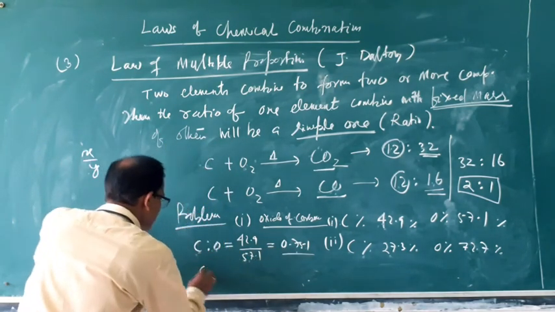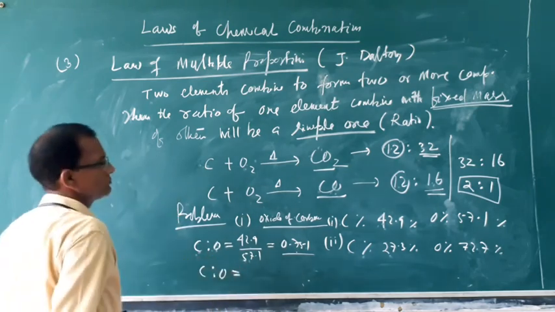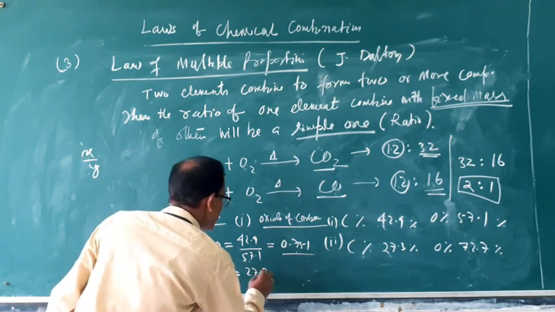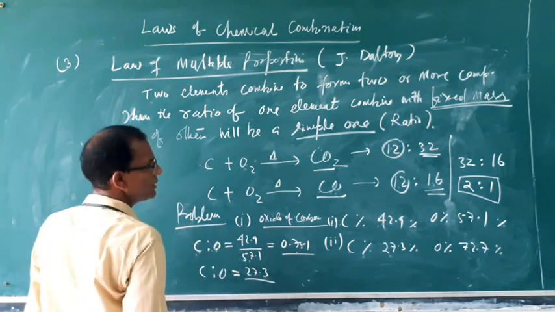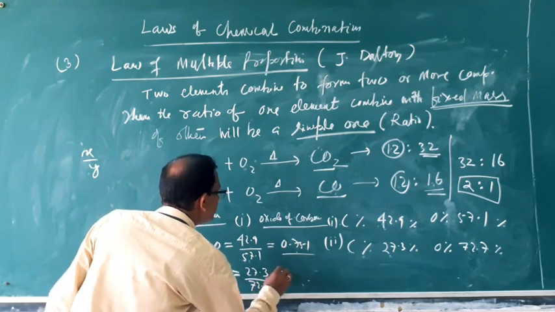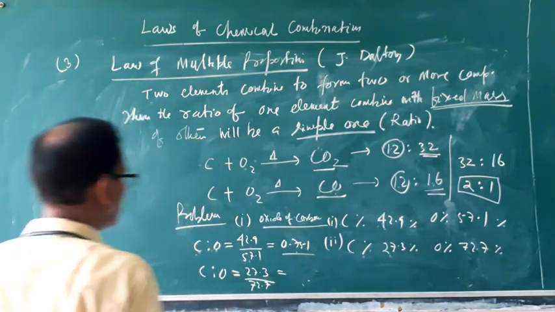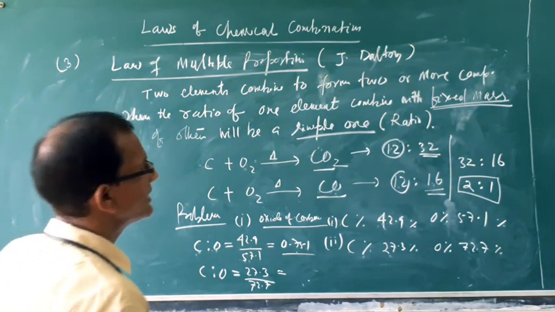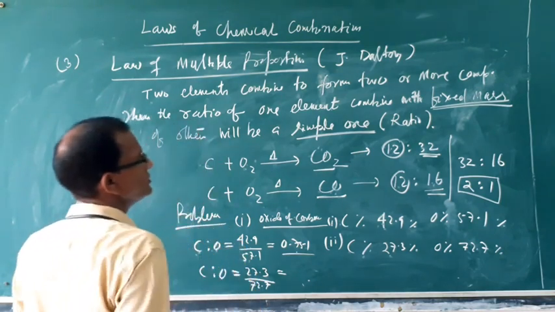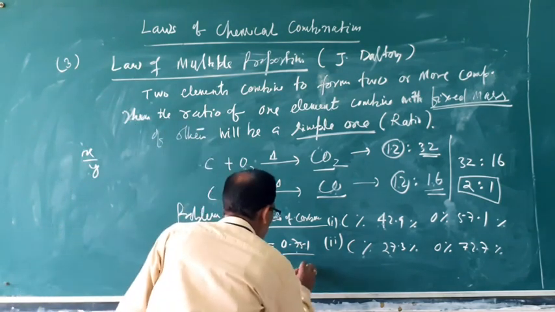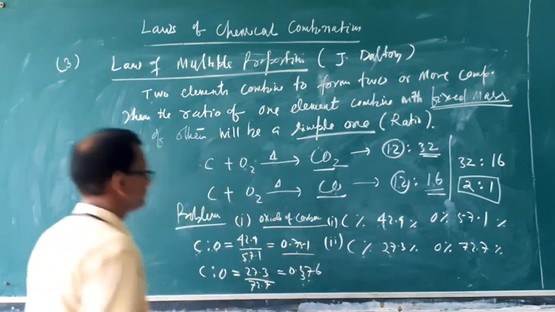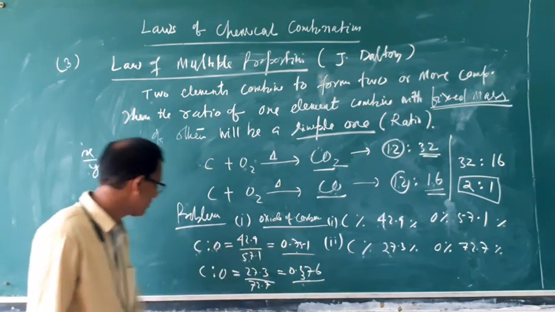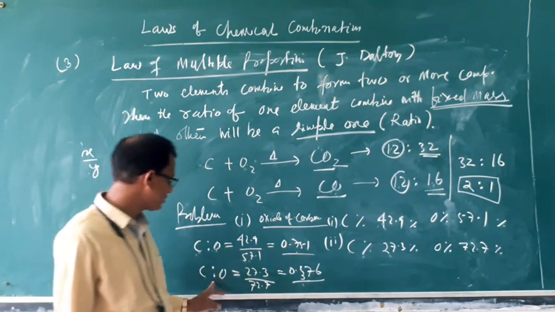In the second experiment, the carbon oxygen ratio is how much? 27.3 upon 72.7. The value is how much? You can do it, do it fast. The answer will be 0.376. So this is the ratio of carbon to oxygen in the first compound. In the second compound, the carbon oxygen ratio is this much.